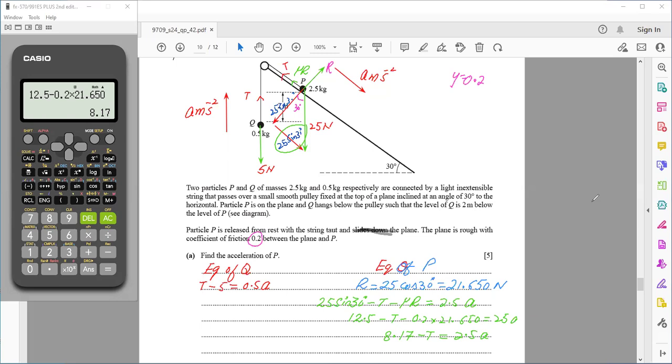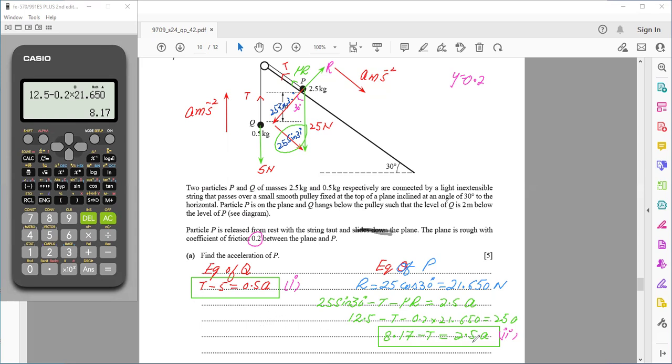Now I have to solve both the equations simultaneously. The first equation is this one, and the second equation is this one. That is equation number 1, and that is equation number 2. There are 4 different methods to solve this type of equation. One of the methods is the substitution method. The value of T you have to find from here and put over here.